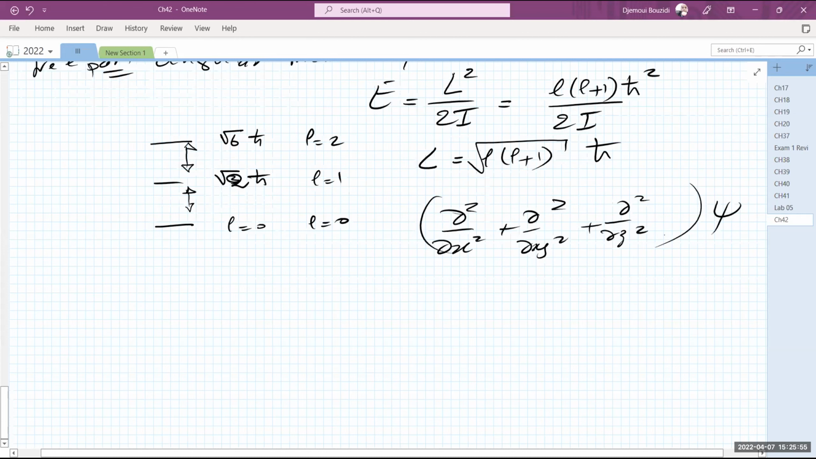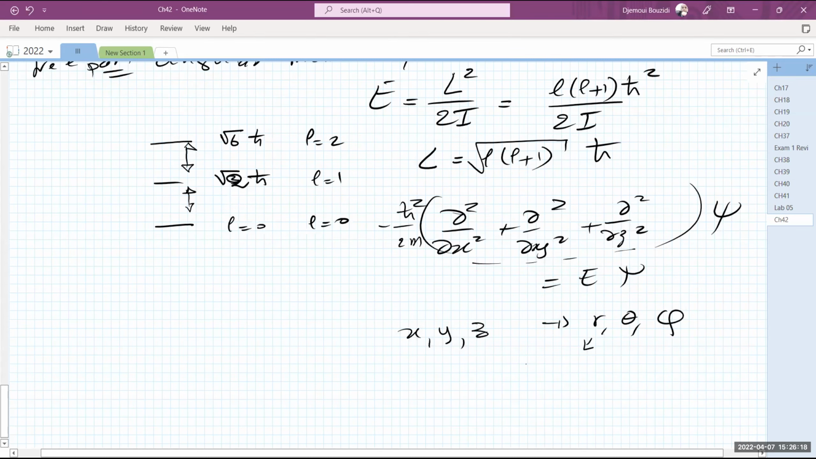Times the function psi. And don't forget you have a negative h bar over, in this case, 2m, and plus is equal to E times psi. So this is Schrodinger's equation. You take this expression and you convert it to spherical coordinates, x, y, z going to r, theta, and phi, where r now is constant because the only thing the molecule can do is just spin around this axis. As a matter of fact, r is equal to r naught. So you'll be left with these two terms in here, okay?